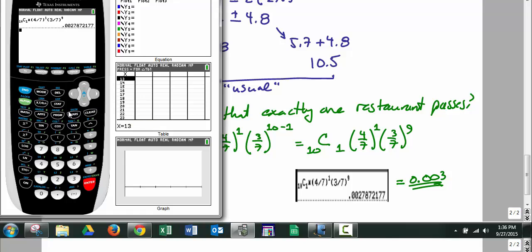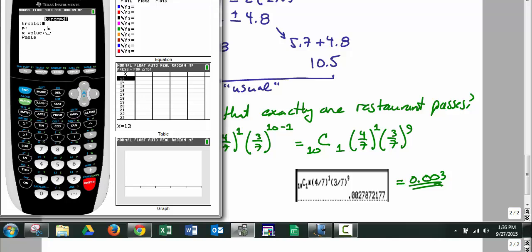This is located under DISTR. It's this blue menu right above the VARS key. So I'd go second, distribution, and I'm going to either scroll up or down, it doesn't matter, until you get to binomial PDF. So here I am, binomial PDF. Now be careful, because right underneath of that we have binomial CDF, and we want to work with binomial PDF. And you go ahead and hit enter.